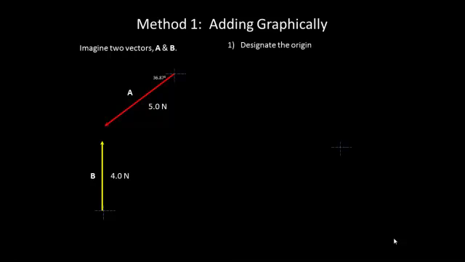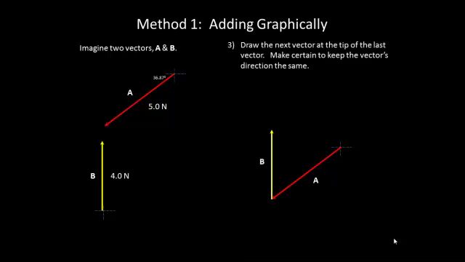First, designate the origin. Pick a place for the origin and draw the first vector to scale with the tail starting at the origin. You will then draw the next vector at the tip of the last vector, so the tail is at the tip of the last vector. Make sure the vectors are the correct magnitude and are pointing in the correct direction. If you have any more vectors, you continue to place them tip to tail until all the vectors are drawn.